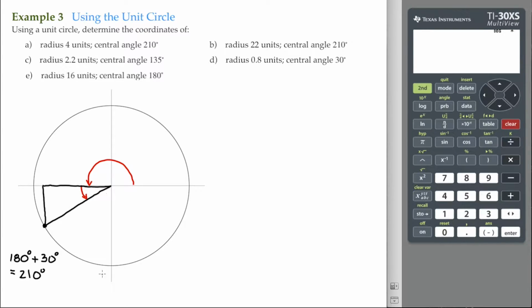Now using the pattern of our special right triangle, if this is a length of 1 unit, then this right here, that's 1/2, but don't forget we're coming down. We're talking about a coordinate. We're in the 3rd quadrant here. That's going to be negative 1/2. And along our x-axis here, that's going to be negative root 3 over 2.